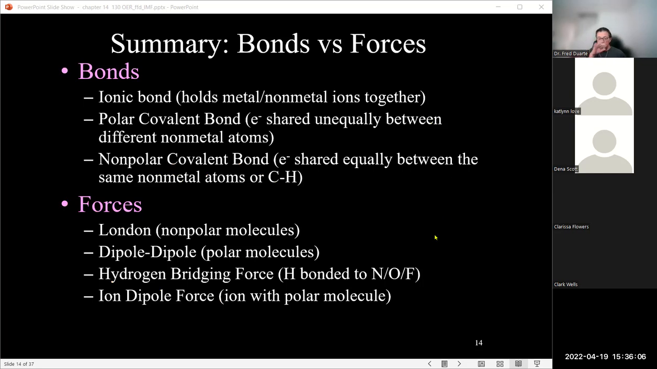Let's just rehash some information that we've dealt with here before. Bonds versus the forces. Bonds. Number one, we have ionic bonds. That's an interaction between a metal and a non-metal, between ions. Okay. We have covalent bonds, which are either polar or non-polar. Polar bonds, the electrons are unequally shared between the two different non-metal atoms. And in nonpolar bonds, the electrons that are being shared are shared equally. Okay.